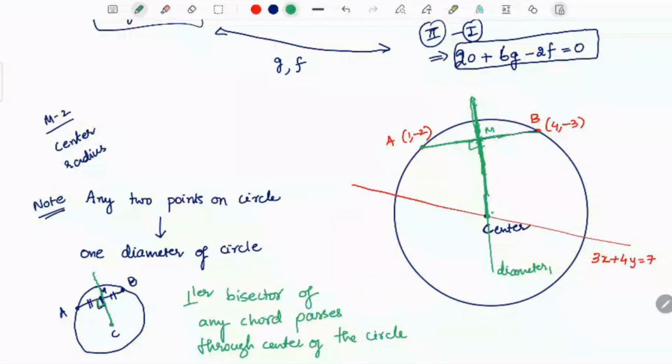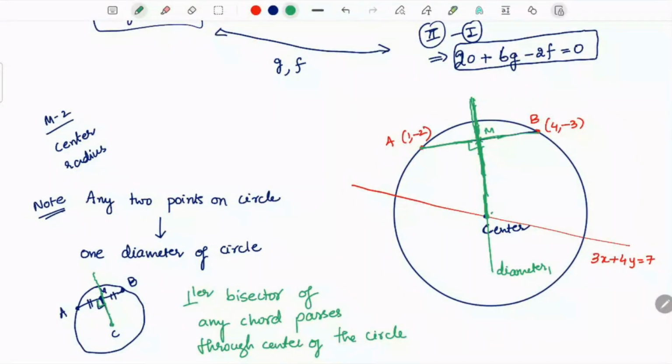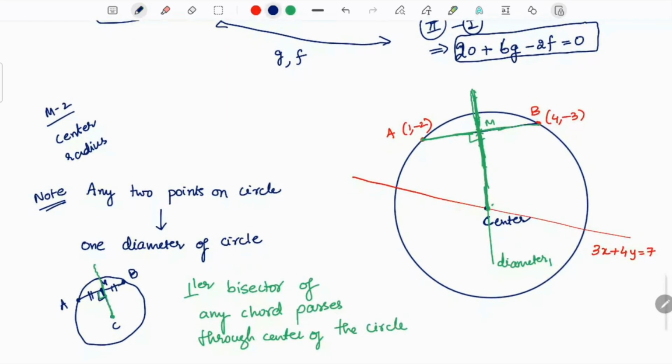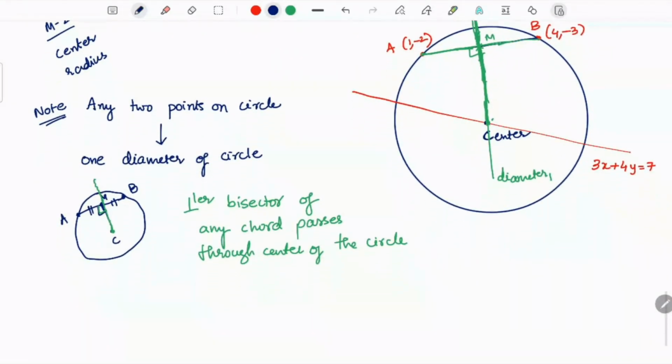All right. So here one diameter they have given, one diameter we will find. Now we have two diameters. They will intersect at one point, that is the center of the circle. So we'll find the point of intersection, that is the center. Once we get the center, from center to A or center to B, we'll calculate the distance, that is going to be the radius. All right. So how to find the perpendicular bisector of AB?